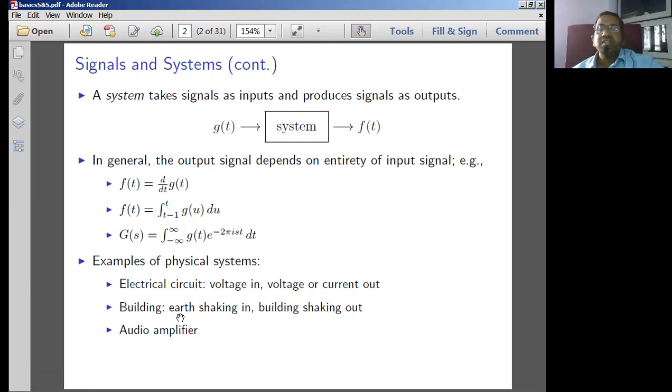Say, for example, a building is a system. What is the input to the building? Earth shaking is the input signal, and building shaking is the output signal. The next type of system is, for example, an audio amplifier. The input is a very small signal and the output is a very large signal. So that is the audio amplifier input and output system. These are all the practical systems we encounter in the practical world.